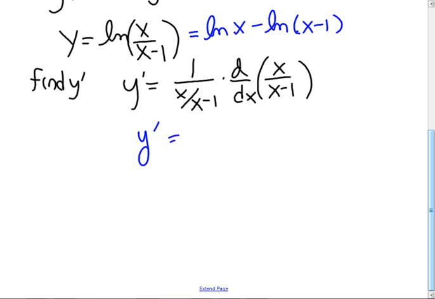What's the derivative of this? 1 over x. What's the derivative of this one? 1 over x minus 1. So it's easy. If you use properties of logs, it makes your life a lot easier.